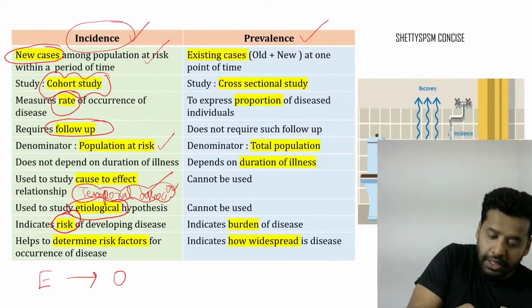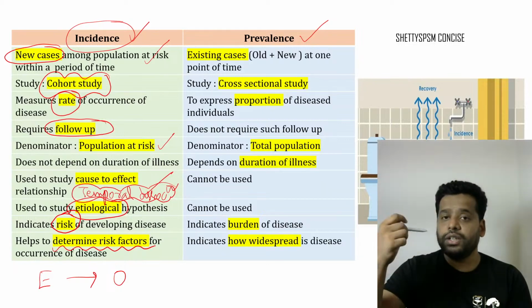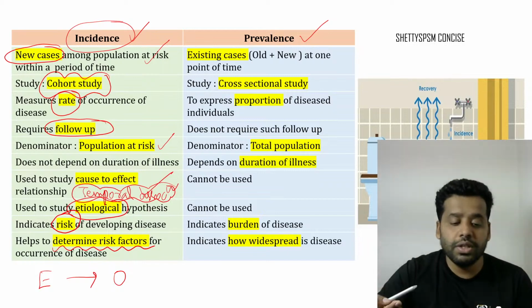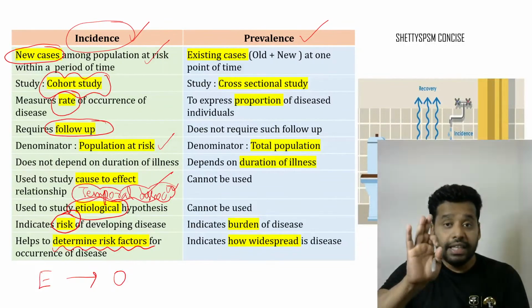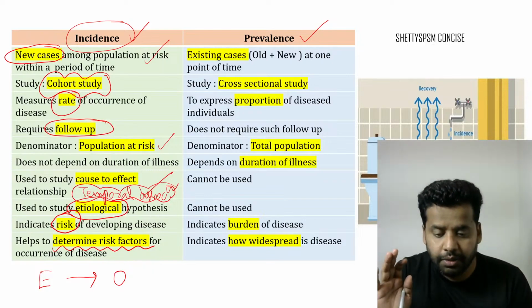It will help in assessing what are the risk factors which can lead to disease. If they ask this question, you are eliciting risk, etiology. What is preferred? If they ask incidence or prevalence, what is your answer? Incidence. Don't mark it as prevalence.